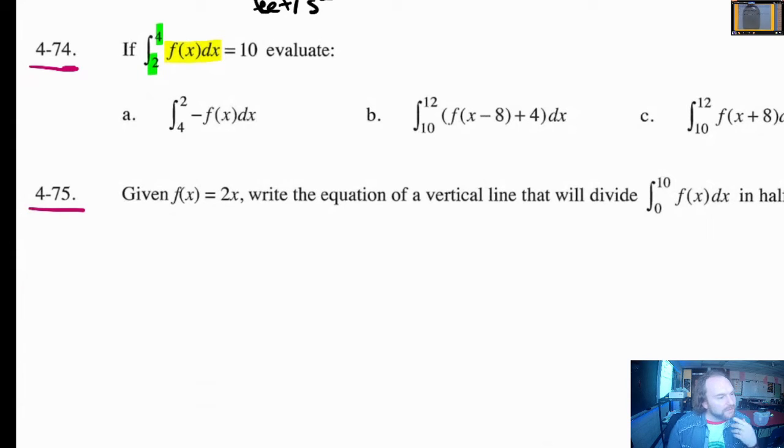So here's an interesting one. The integral from 4 to 2 of negative f of x. Well, here's the thing. This is equal to the negative integral of 2 to 4 when you flip the bounds around. As far as that negative sign in front of f of x, you could think about that as a negative 1 that can then factor out and cancel out the negative in front. So this is just equal to the same integral, which is equal to 10. And that's that.